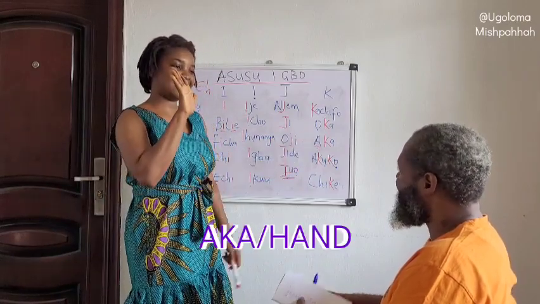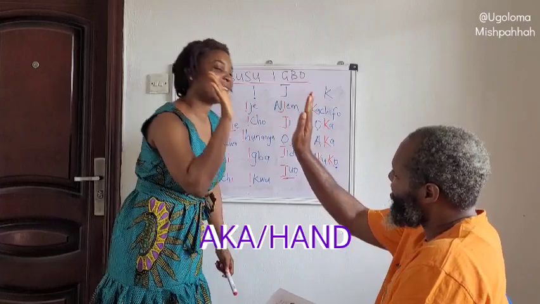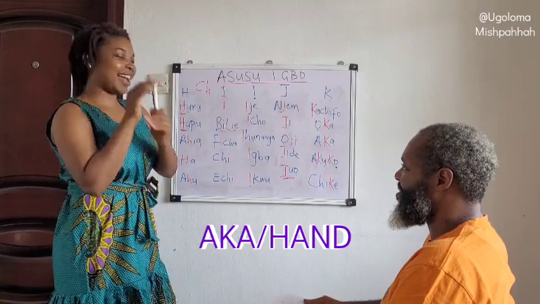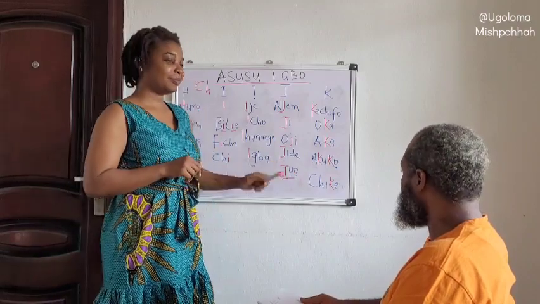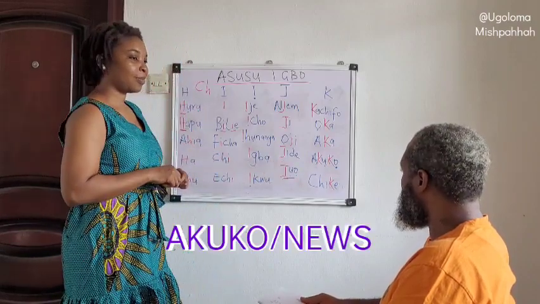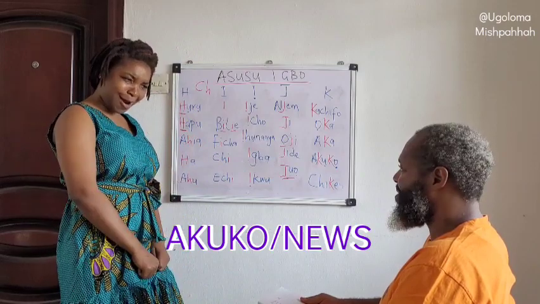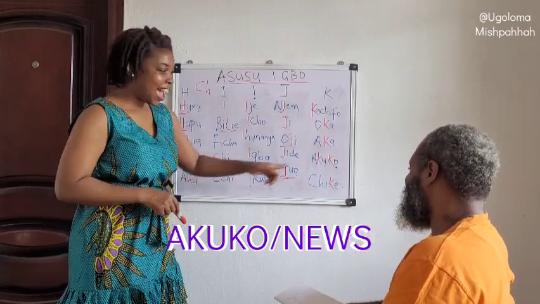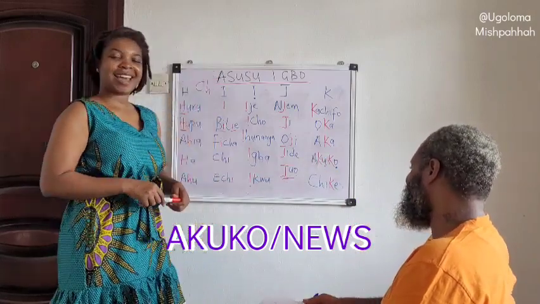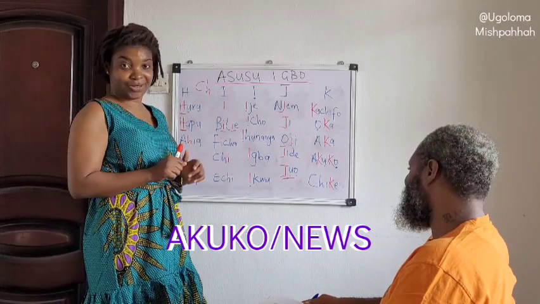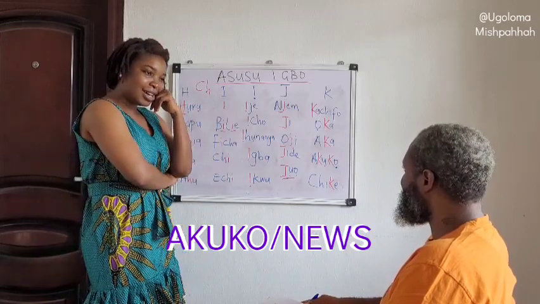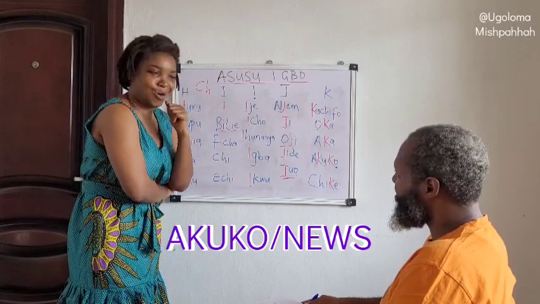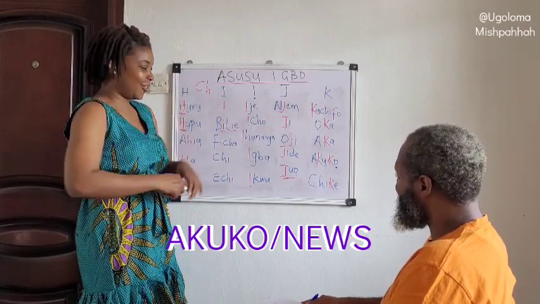Aka. This. Give me five. Nyem aka gi. Aka. This is aka. Next one. Akụkọ. Wow. Good job. Participate. Yes, did you get that? Akụkọ means news. You like news. You like akụkọ. Next one.